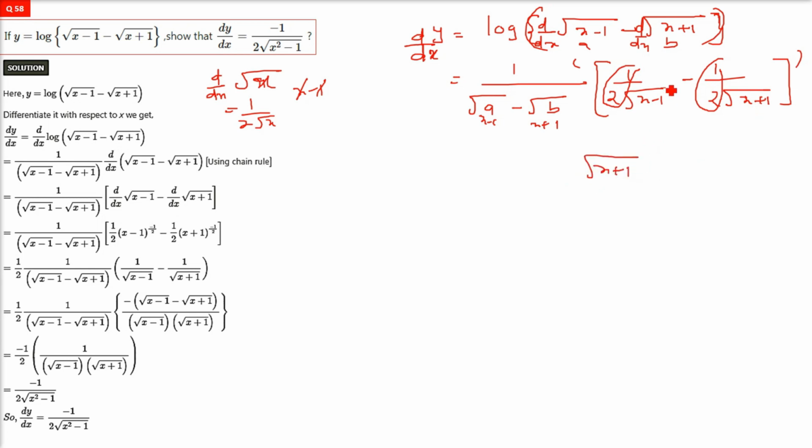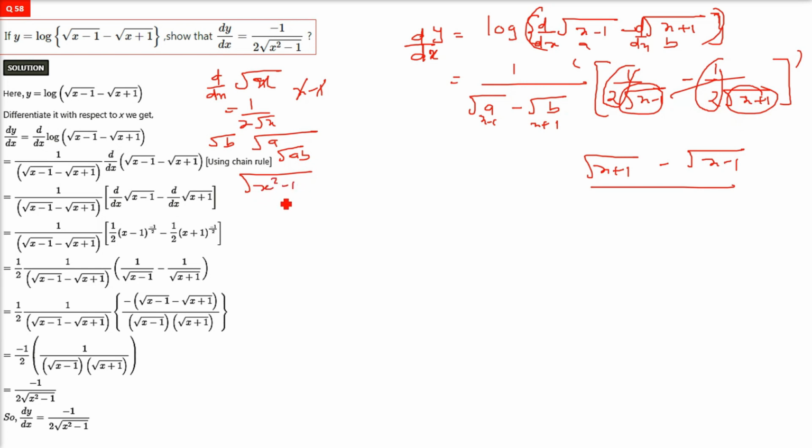What do you get? Under root x plus 1 minus under root x minus 1, divided by under root x minus 1 into under root x plus 1. When you multiply, under root x minus 1 into x plus 1 is x square minus 1 square. So under root ab: you have under root a into under root b, so under root ab, under root x square minus 1 it will be. So the denominator will be under root x square minus 1, and that will come in your answer also, which you will see here. So let me just write it here, under root x square minus 1.